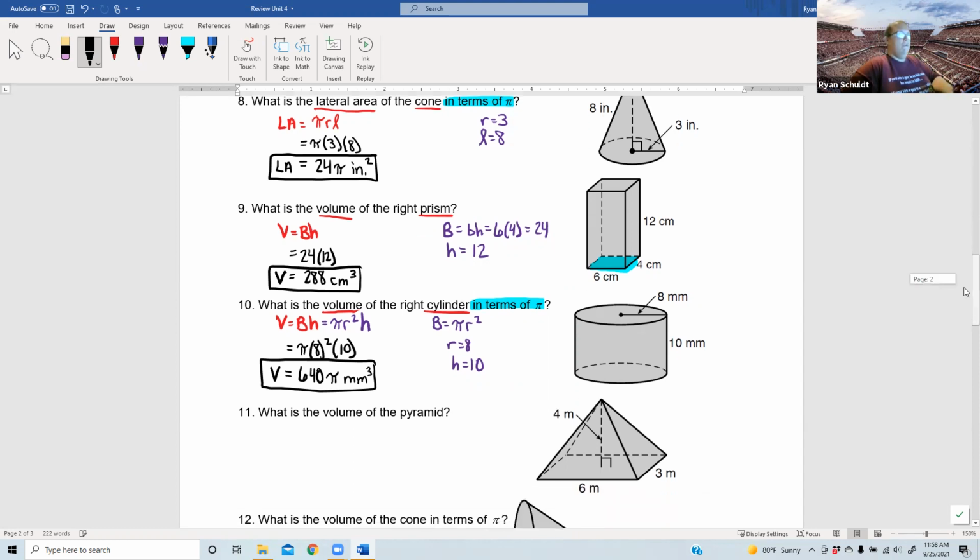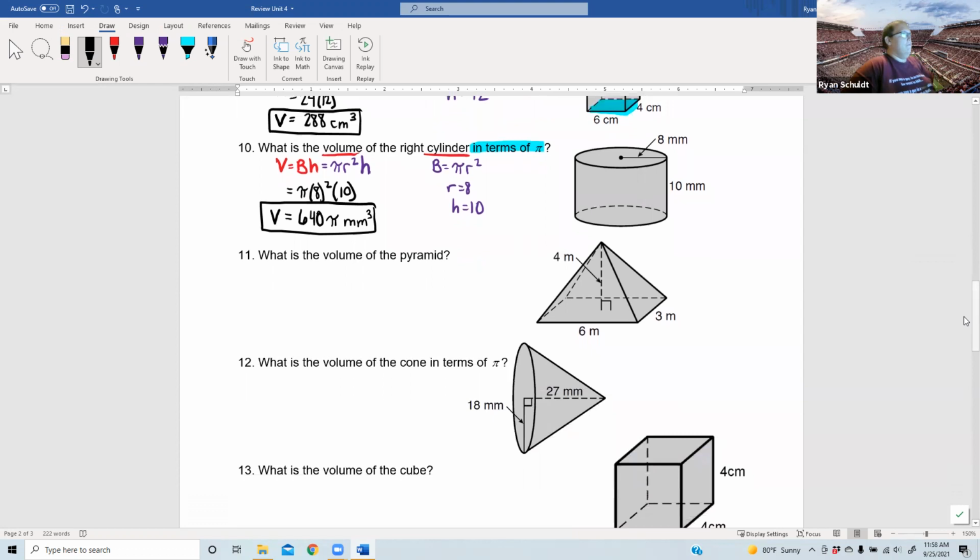Okay, keeping it rolling. Number 11. What's the volume of the pyramid? Let's see, they want volume of a pyramid. Our formula for volume of a pyramid is V equals 1/3 area of the base times your height. Remember, on a pyramid, the base is whatever side is not a triangle, pretty much. If they're all triangles, then it's whatever side it's sitting on. For this one, we've got a rectangle here, so that rectangle is our base.